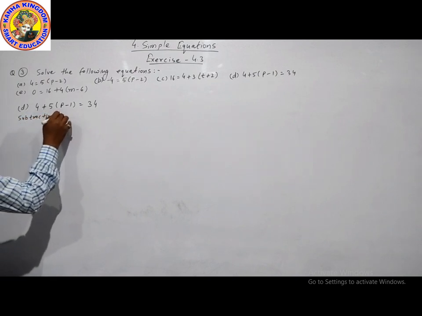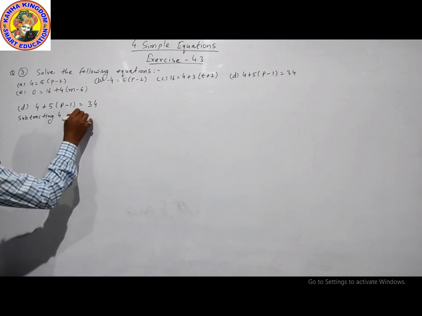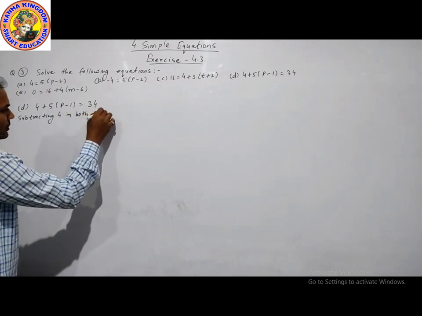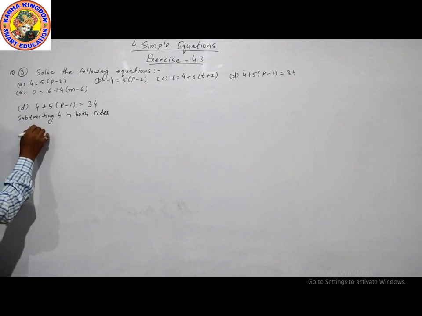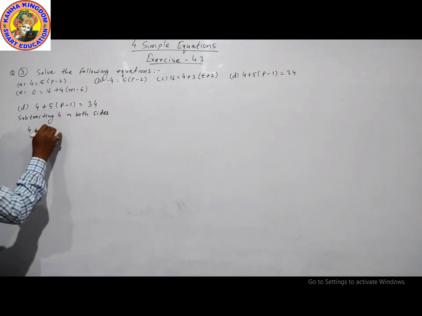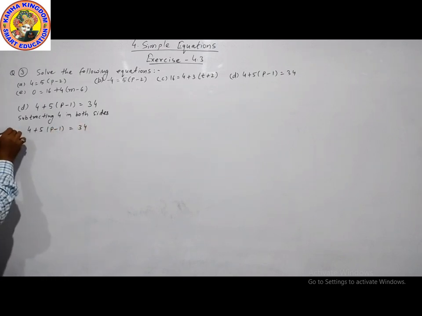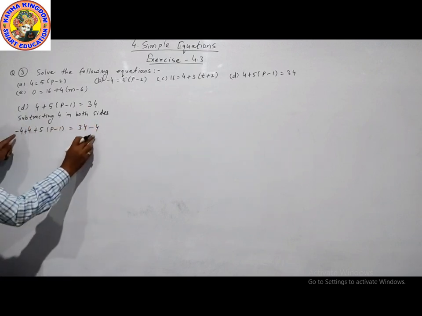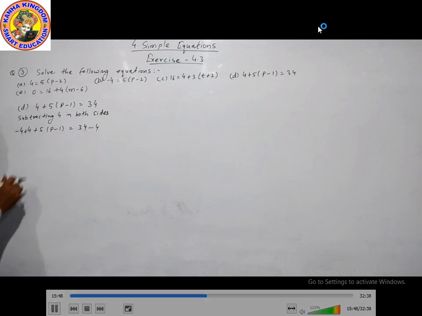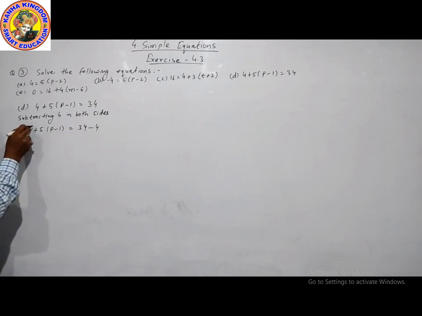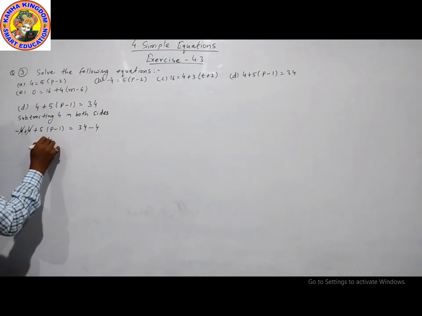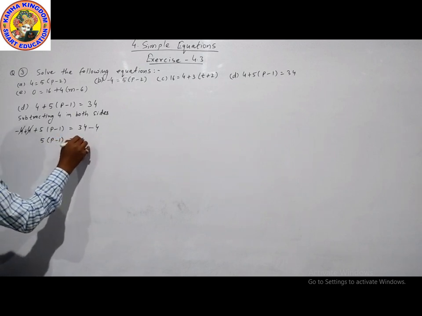Subtracting 4 on both sides. The equation is 4 plus 5 times (p minus 1) is equal to 34. Subtract 4 on both sides. Plus 4 and minus 4 will cancel. 5 times (p minus 1) is equal to 30.